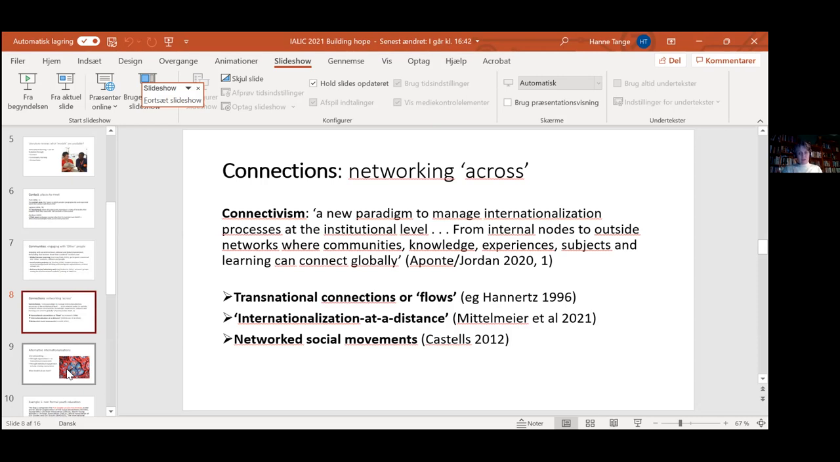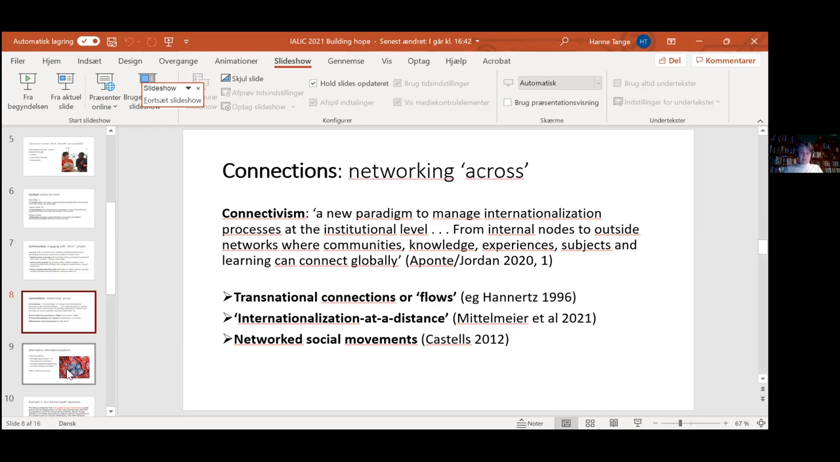A final inspiration is Castells and this idea of networked social movements, because transnational movements, transnational communities of the kind that are now facilitated via social media, via Facebook, well, I believe they are an important inspiration for how we can develop international higher education in future. I think there's a lot to be gained in the way the students will interact, the way the students will join in communities with people from around the world who share their interest.